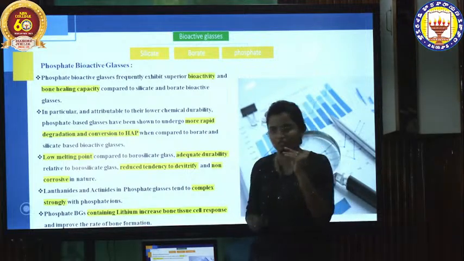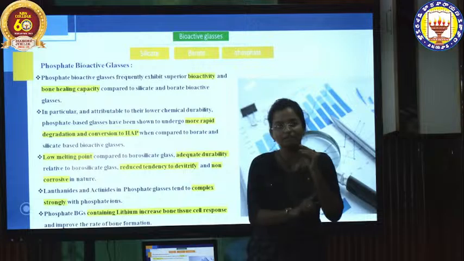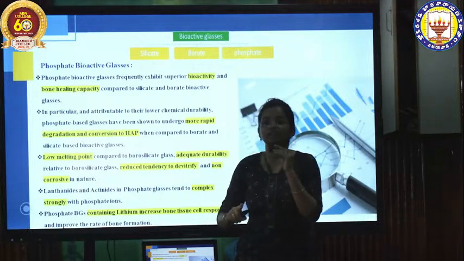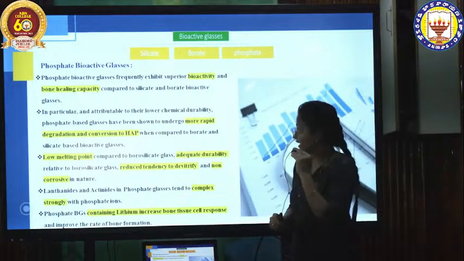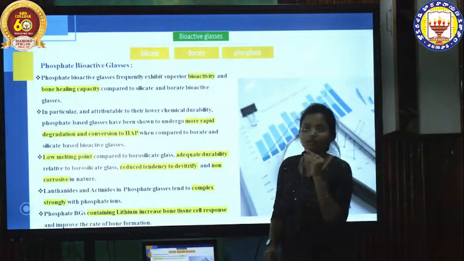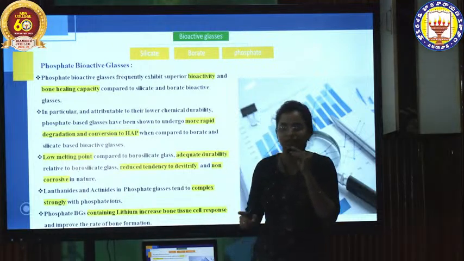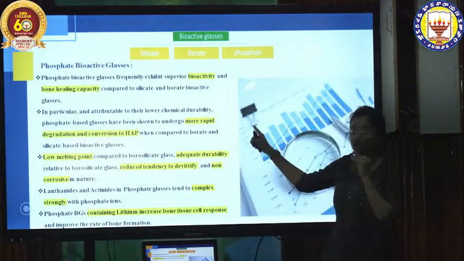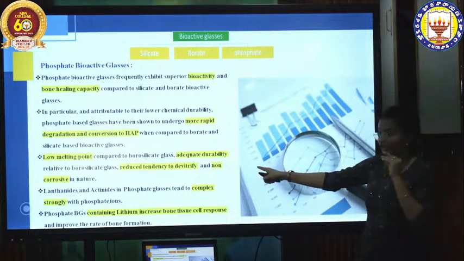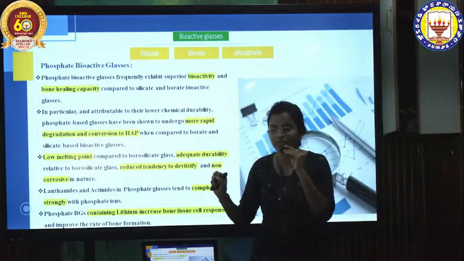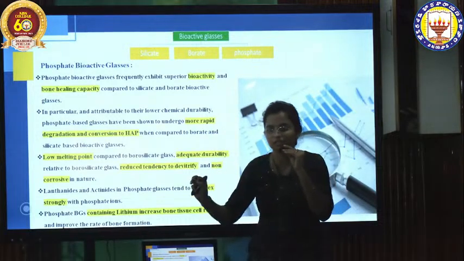For any glass to form, we have to do the calcination procedure. Silicate based glasses get calcinated at 600 degrees Celsius, whereas borate based glasses get calcinated at 550 degrees Celsius. But our phosphate based bioactive glasses, since they have a very low melting point, get calcinated at 300 degrees Celsius, sometimes at 250 degrees Celsius also.